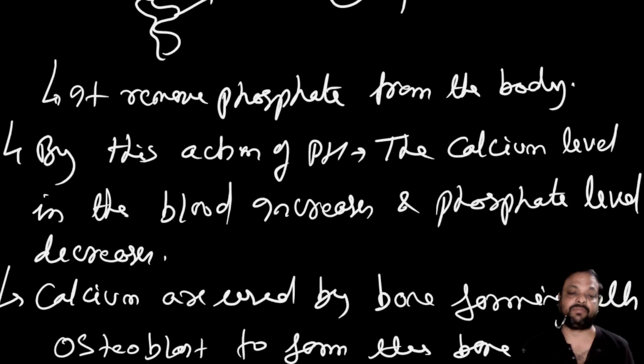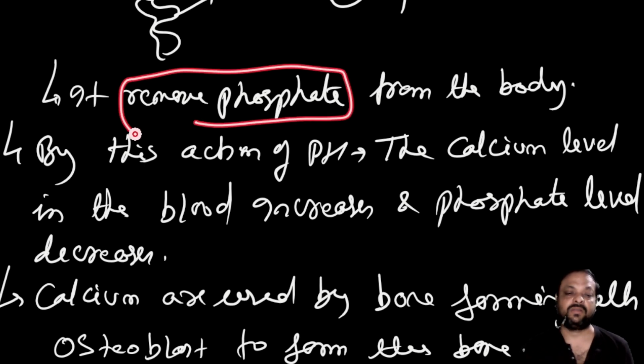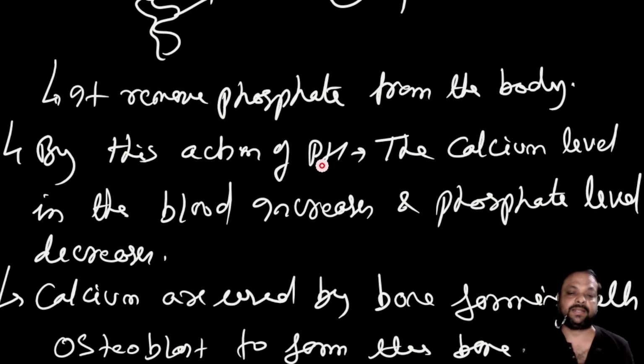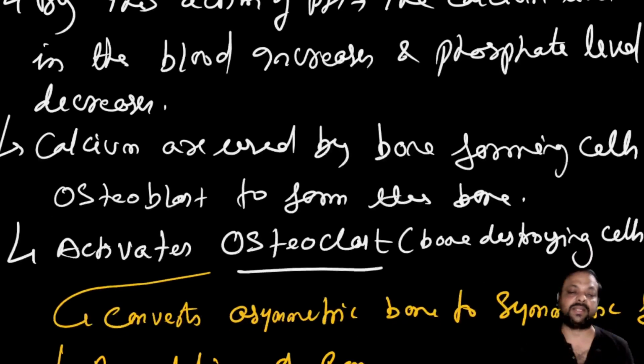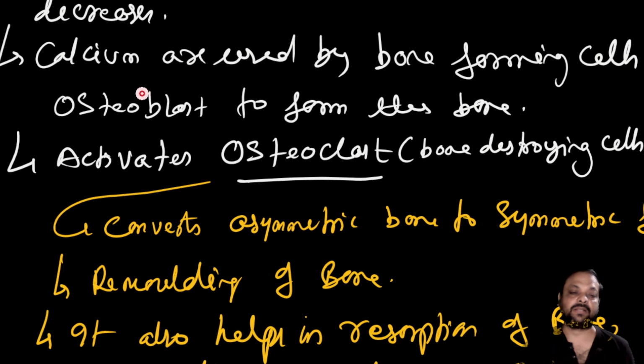Now what happens? After that we find that when it absorbs calcium it simultaneously removes the phosphate from the body, and this removal of phosphate is done by the action of pH. So normally we find the increased pH will increase the calcium level in the blood and simultaneously decrease the phosphate level in the blood. Got it? So this action is done. So this is the homeostatic action of this particular hormone, and the calcium that has been present in the ECF is used in bone formation.